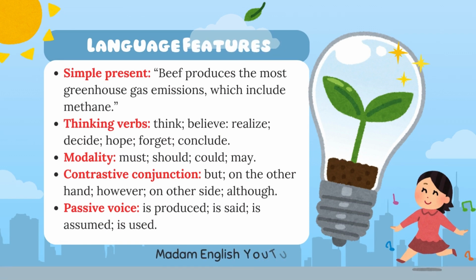These are the language features of discussion text. First, we use simple present tense. For example, beef produces the most greenhouse gas emissions, which include methane.